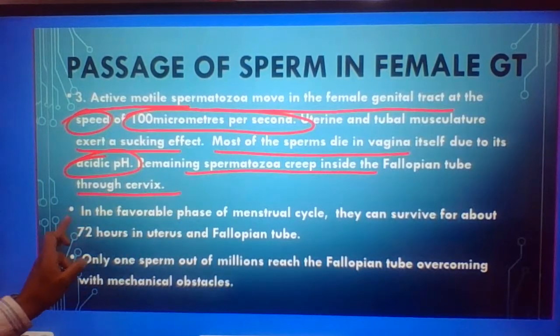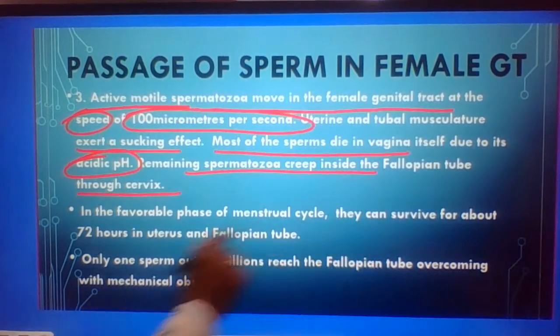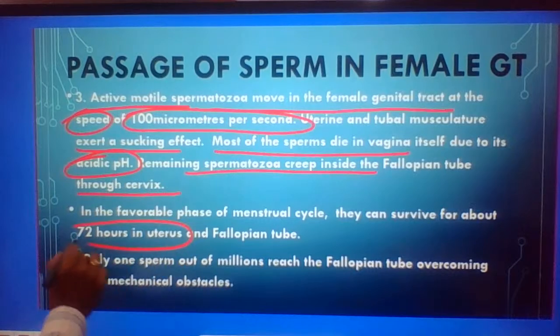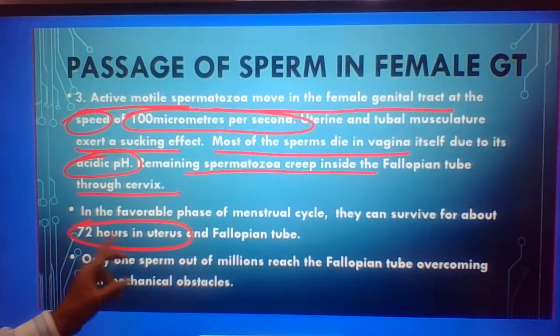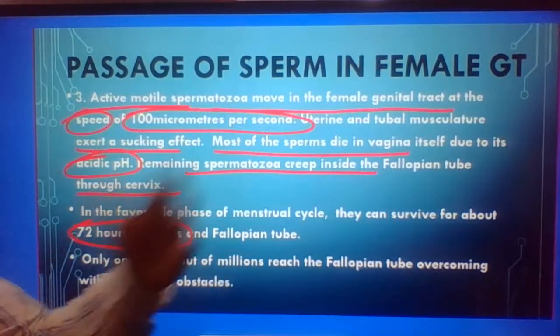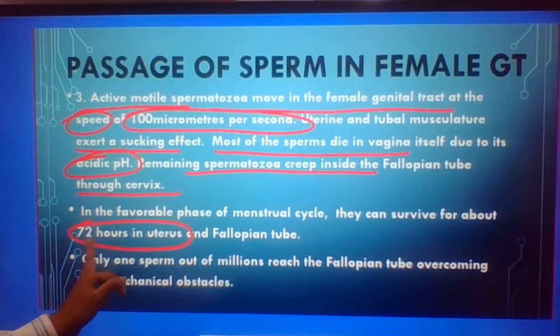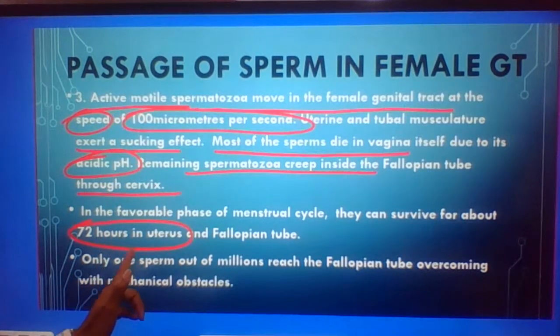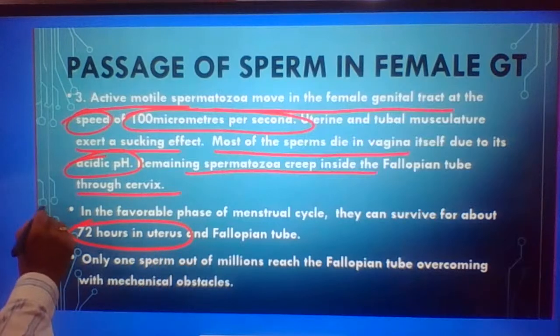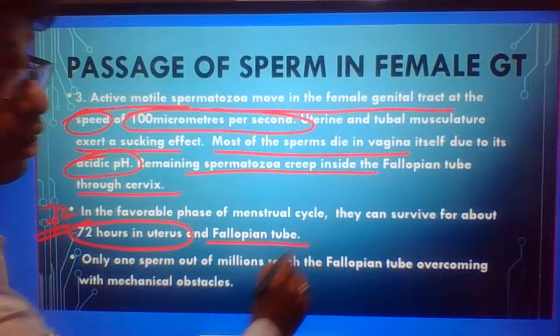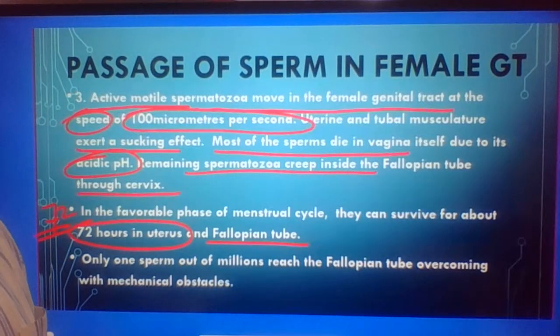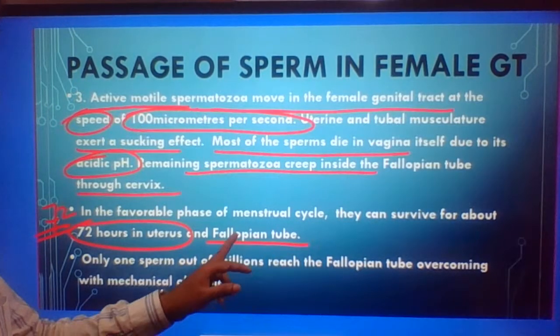Okay guys, in the favorable phase of the menstrual cycle they can survive. If the conditions inside are favorable, they can survive for about 72 hours in the uterus and the fallopian tube. Once it crosses the vagina, which has an acidic pH, it has a chance of surviving for 72 hours. In the fallopian tube it may wait for the egg to come, and it can wait there.